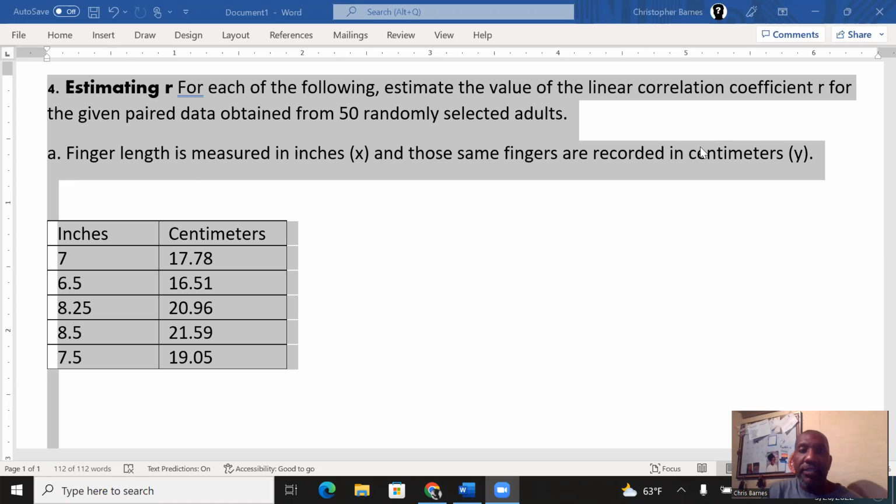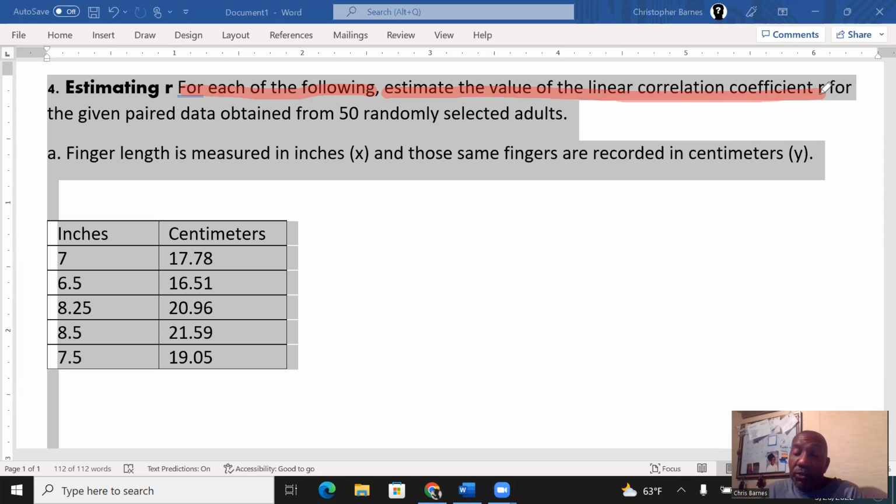Read what number 4 says. Number 4 says, estimating R. So essentially, we want you to estimate R, right? Now, that estimate could be accurate, could be wrong, but we just want you to apply a little bit of critical thinking towards it. For each of the following problems, estimate the value of the linear correlation coefficient R, right?